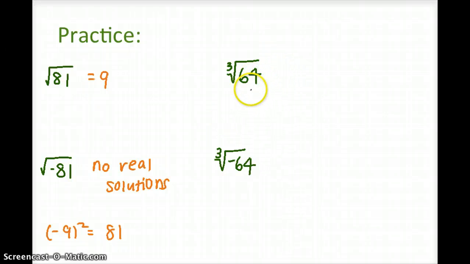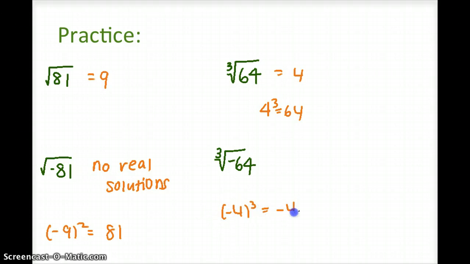So the next question, you're going to ask yourself what number to the power of 3 equals 64? And this is 4, because 4 to the power of 3 equals 64. In this case, there's a negative inside the radical, so you might think, oh, there's no real solutions. But actually there is, because let's say you take negative 4 to the power of 3, then you get negative 4 times negative 4 times negative 4.